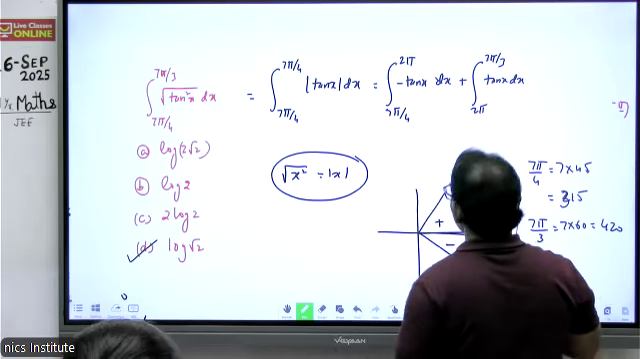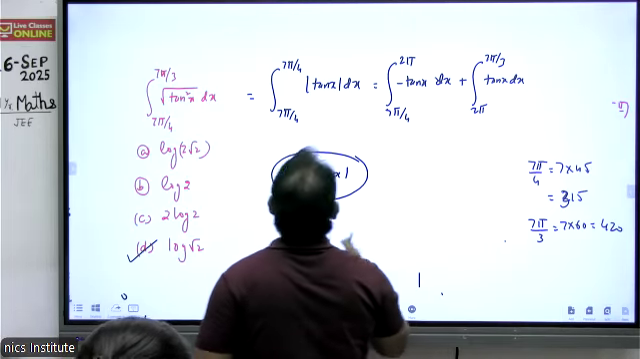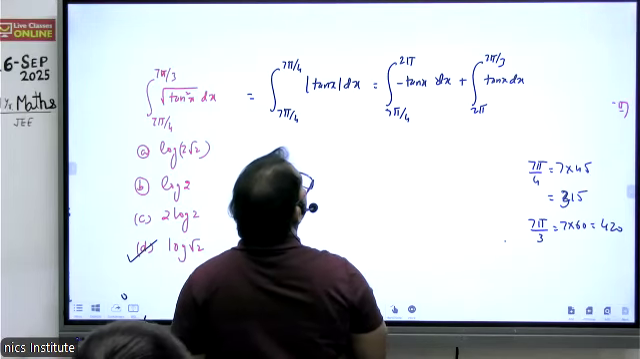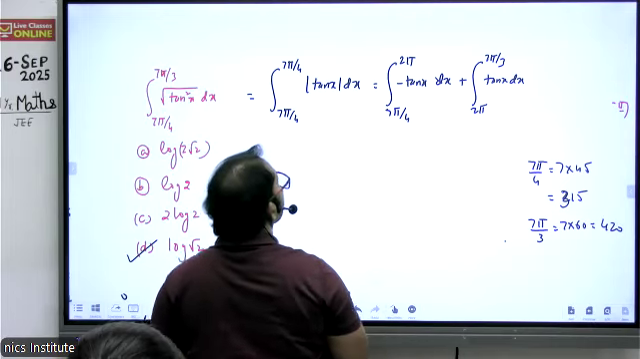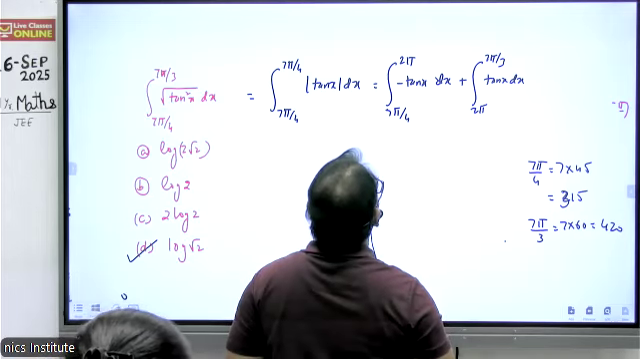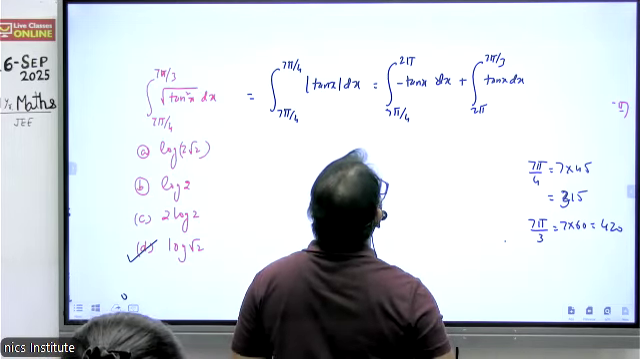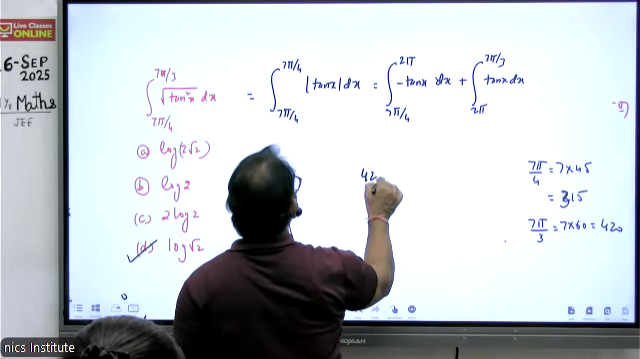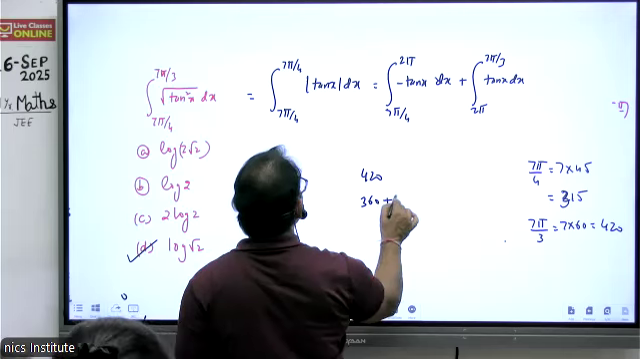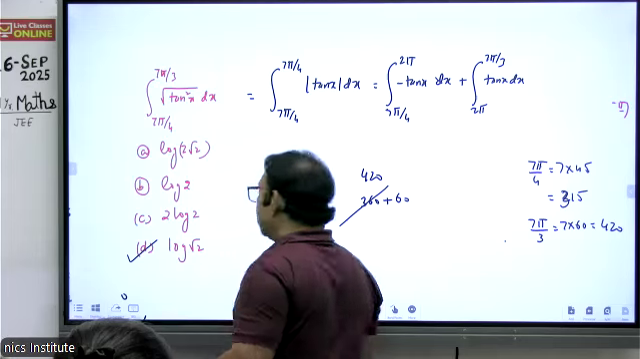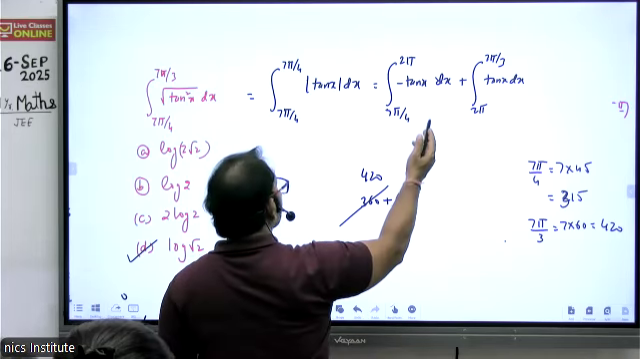Yes sir? सेकंड फंक्शन में tan x में 2 pi से π/3 नहीं होना चाहिए? 2 pi to π/3. So it's the same thing ना. See, 420 is basically 360 plus 60. So you can always neglect this. You can always neglect 2 pi ना, तो वही आंसर आना चाहिए.